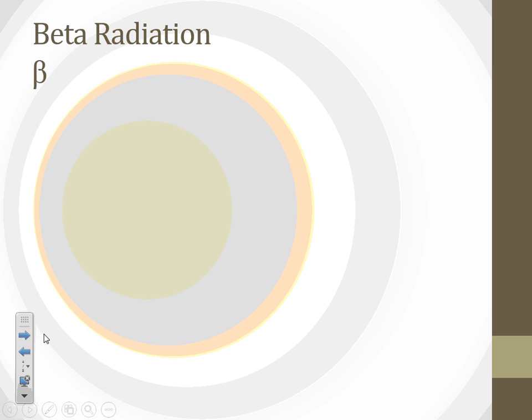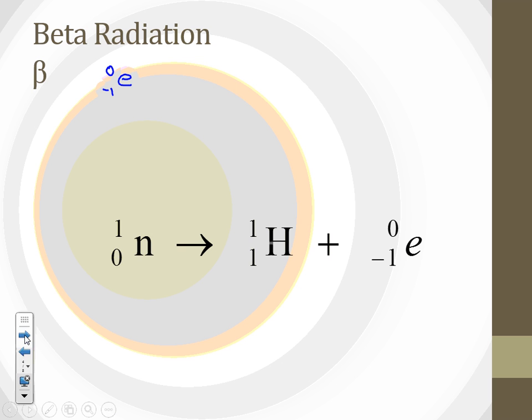In beta radiation, an electron is lost. So what happens in beta radiation, it's really interesting. A neutron decays into a hydrogen ion and an electron. So notice there's no charge on a neutron. So 1 plus a negative 1 gives you 0. Notice the mass of 1. Hydrogen has a mass of 1. An electron, we say, doesn't have any mass.